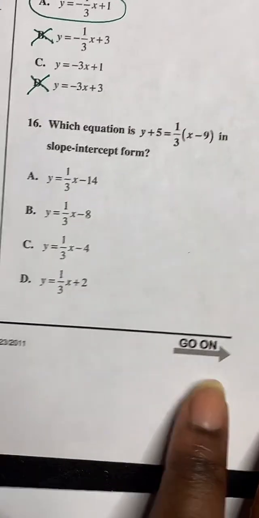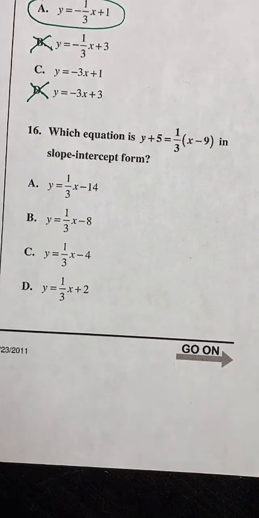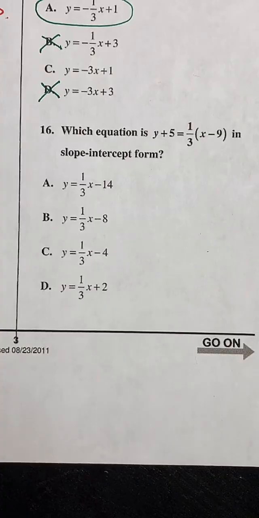I'm passing out. All right, so which equation is y plus 5 equals 1/3 x minus 9? Okay, we want that in slope-intercept form. So is it A, B, C, or D? With the x and y intercept? Yes. Yep.